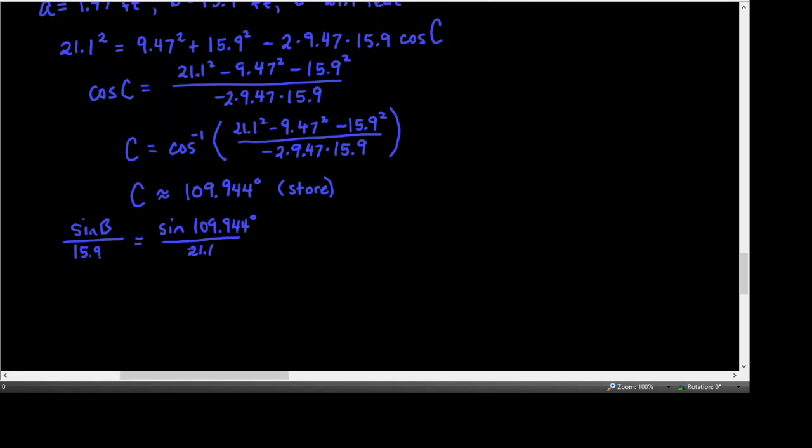Okay, so the sine of B will be obtained by multiplying both sides by 15.9.